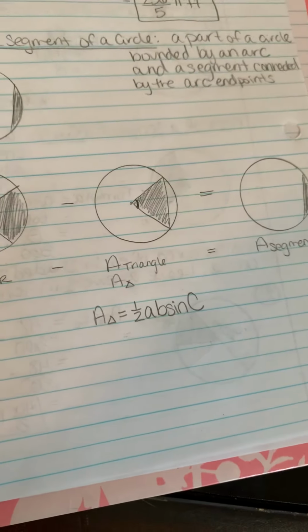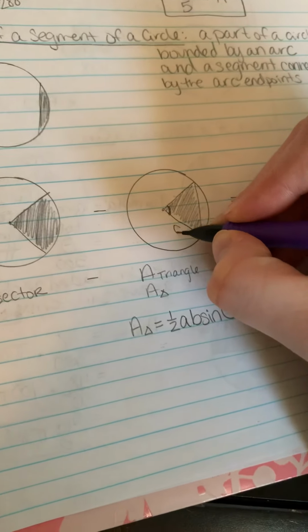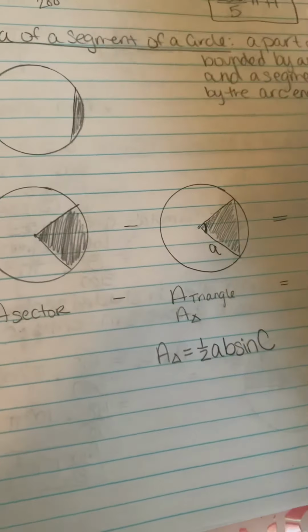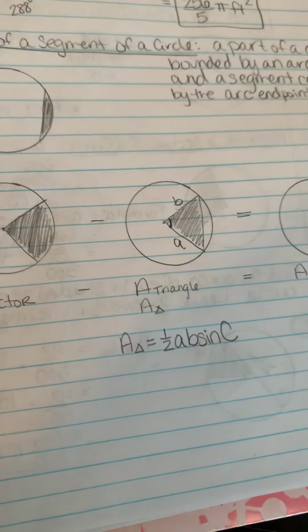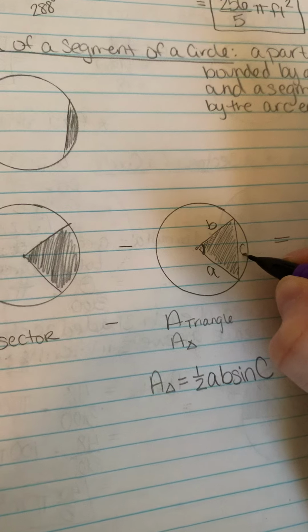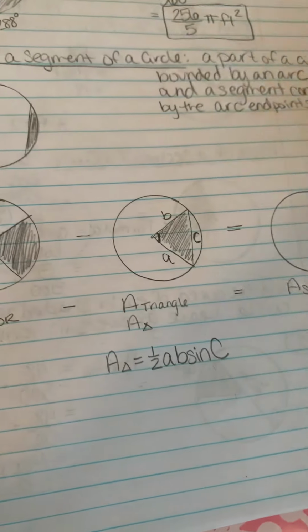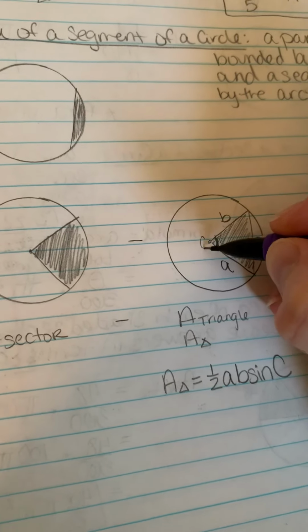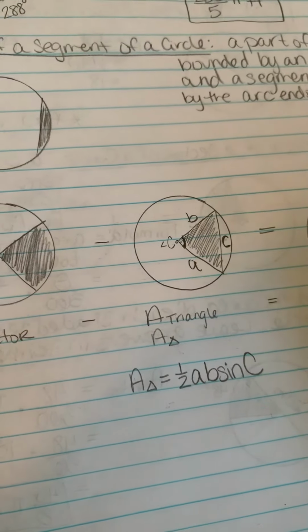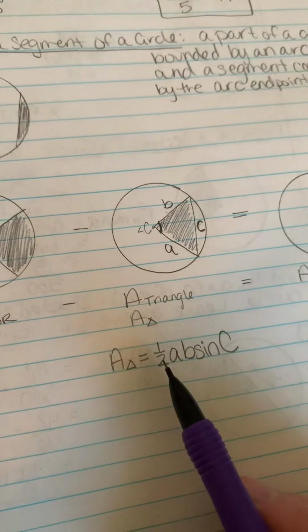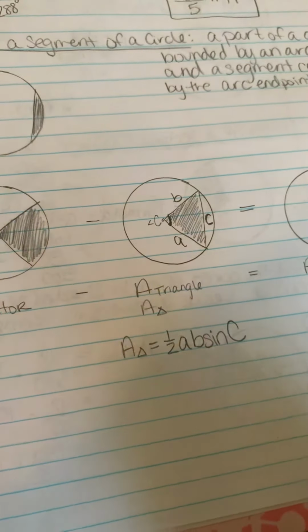Now, where do these letters come from? So the A is going to be one of your radiuses or one of your sides. B is going to be the other radius or side. And C is technically this side over here. But we don't actually want side C. We want the angle of C, meaning the angle that you are provided. So again, half of AB sine of C.